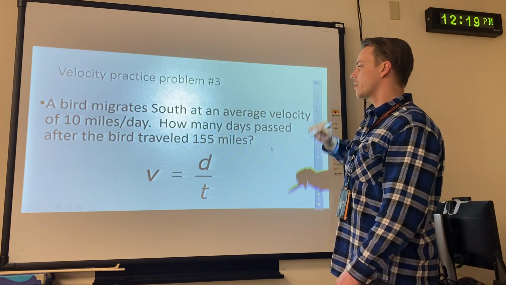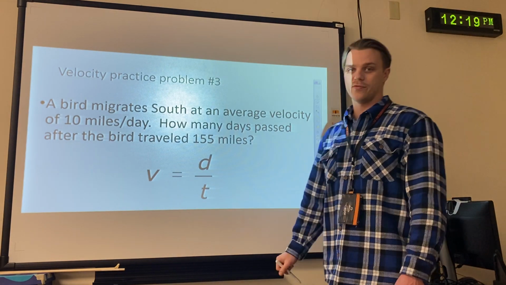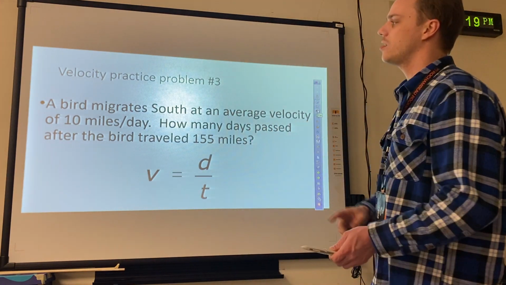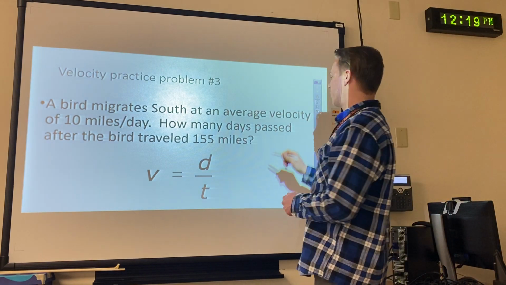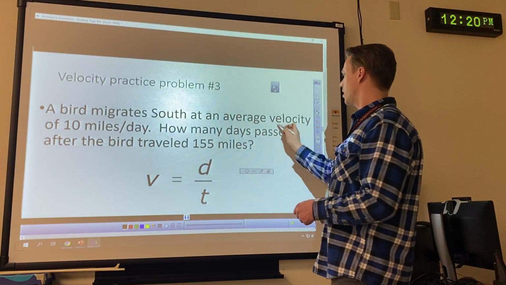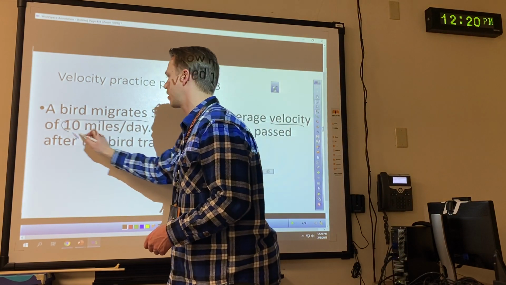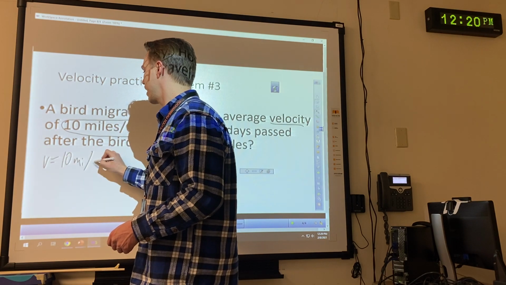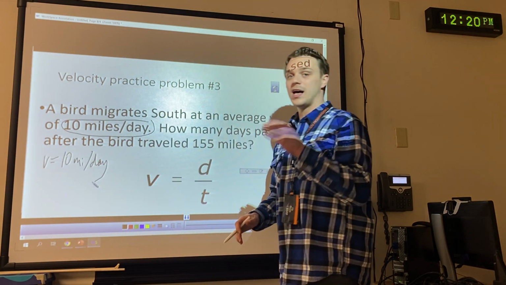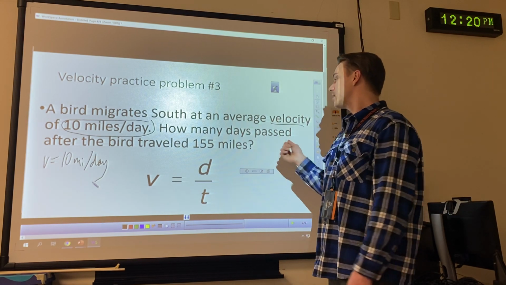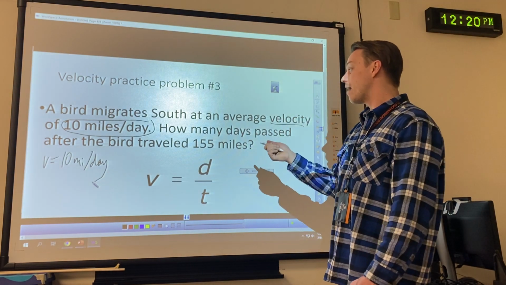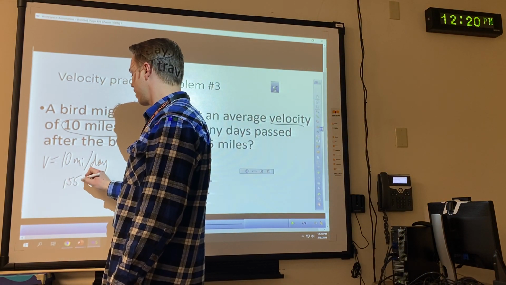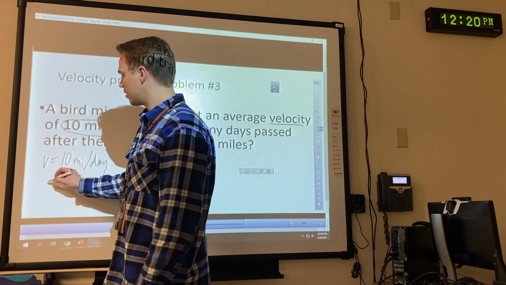All right. So practice problem 3. This is where it gets difficult. Ready? A bird migrates south at an average velocity of 10 miles per day. Velocity. So they give us a velocity is 10 miles per day. Okay? So V equals 10 miles per day. So this is our first time getting a velocity given to us. How many days passed after the bird traveled 155 miles? They give us 155 miles. Miles is a unit of distance.